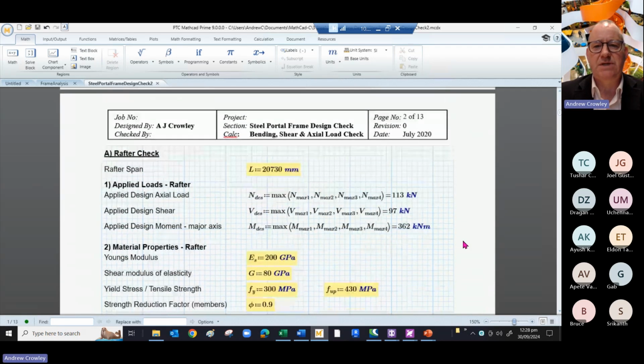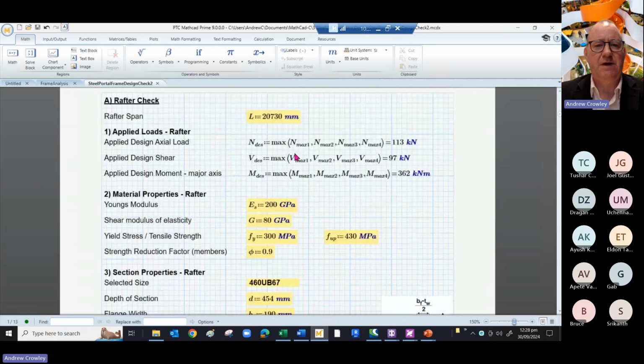Okay, so we start with the rafter check. Our rafter span is 20.7 meters long. And we're looking at the loading going on that rafter, and we picked out the numbers from above to give us our maximum axial load, shear and moment applied.